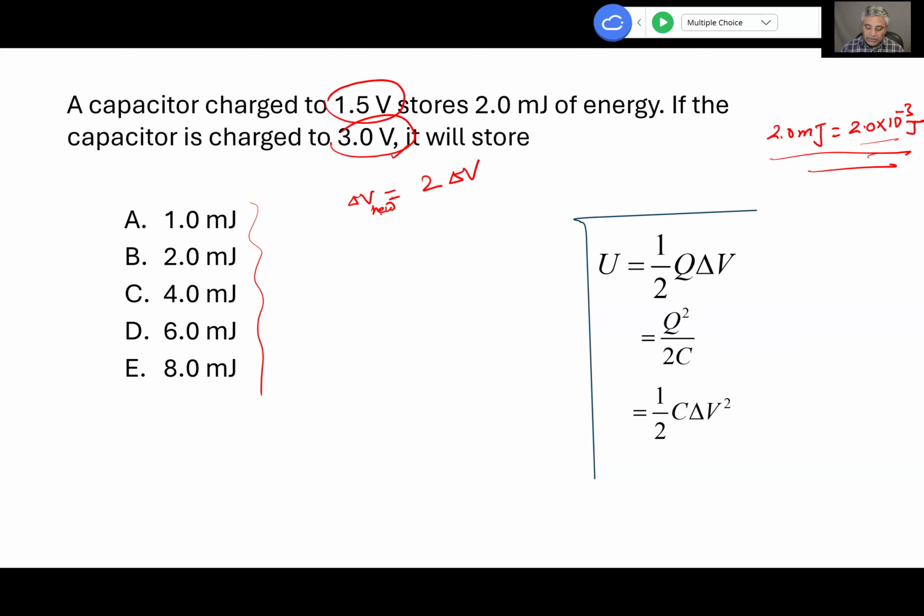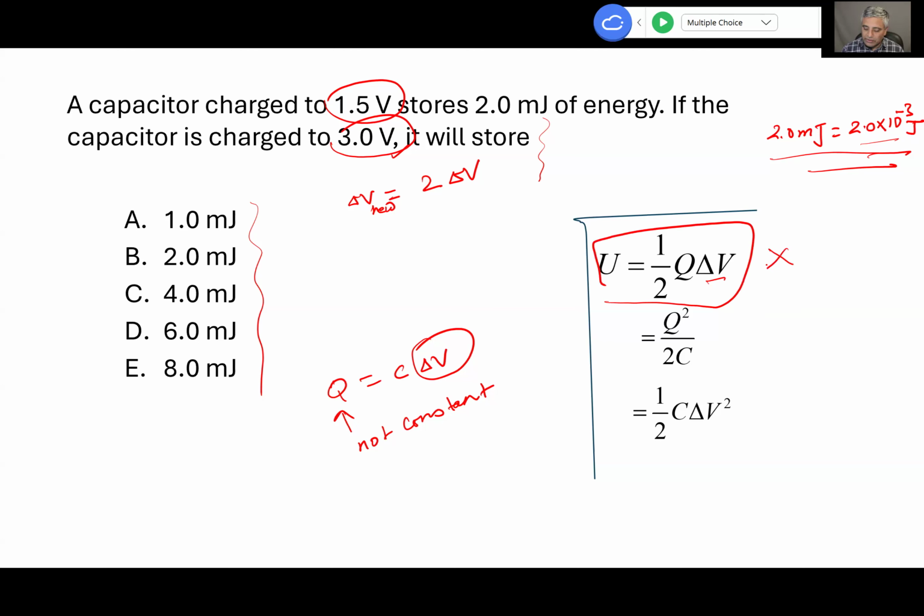Okay. So that means what's going to happen to the energy? That's what the question is. So there are 3 equations that we can use to find energy, but which one is suitable in this case? This one has a potential difference, great, but there is also charge. We don't know anything about charge here. When we increase potential, the charge usually increases because Q is C times delta V. So it's not constant. It changes with potential. So you cannot tell just by using this equation. This is not a good equation to use.